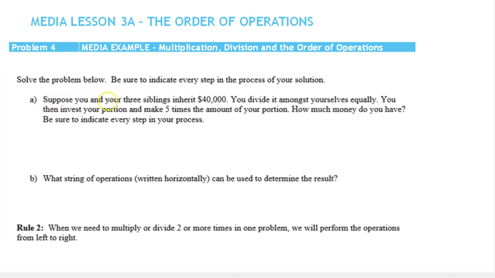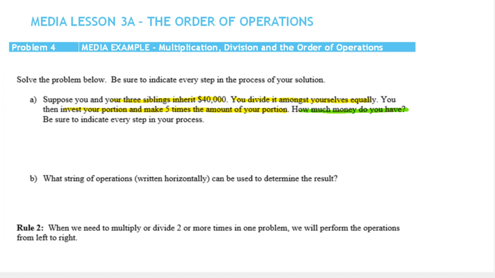So suppose you and your 3 siblings inherit $40,000. You divide it amongst yourselves equally. You then invest your portion and make 5 times the amount of your portion. That's our given information. I see the goal coming up. Oops. How much money do you have? And it says be sure to indicate every step of your process. So let's do this step by step and not worry about writing it horizontally yet.